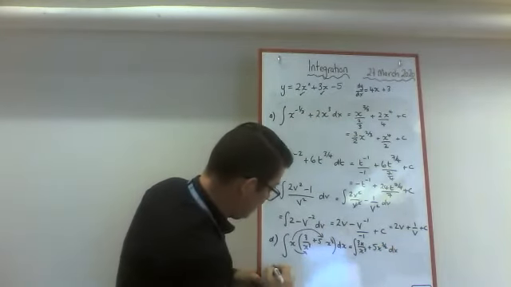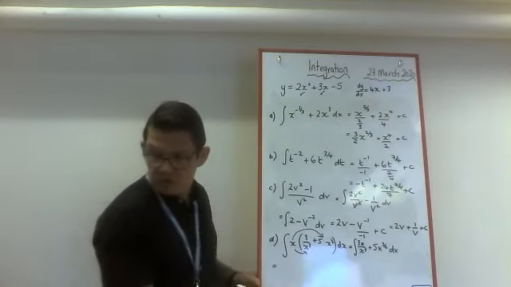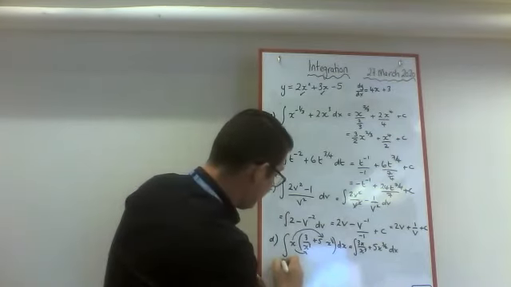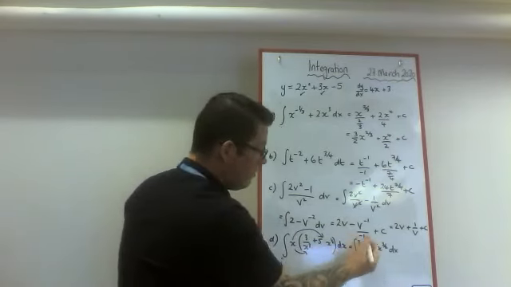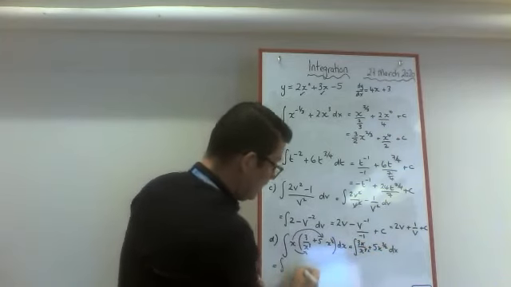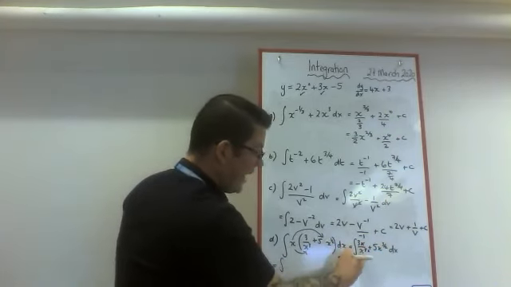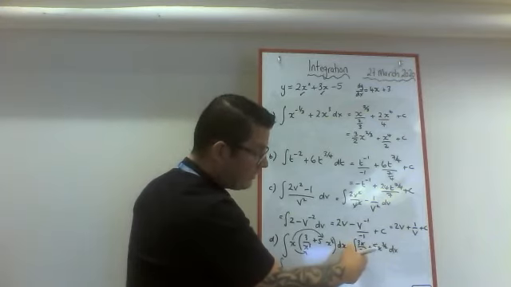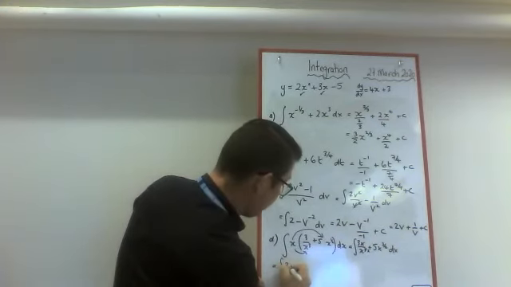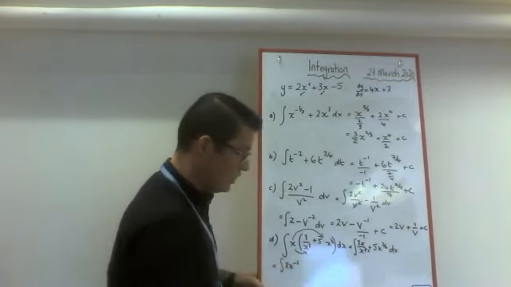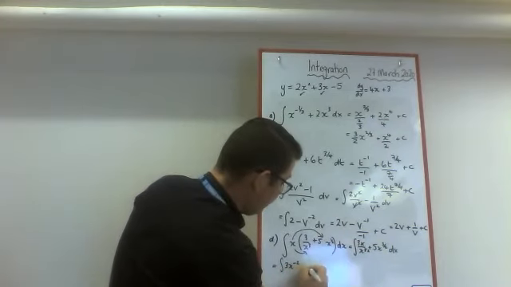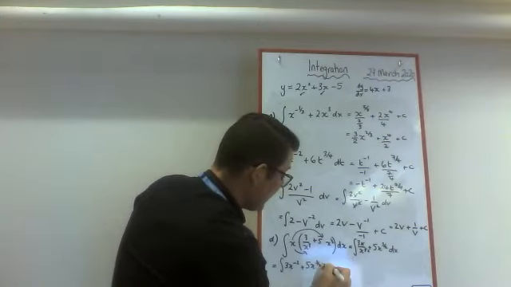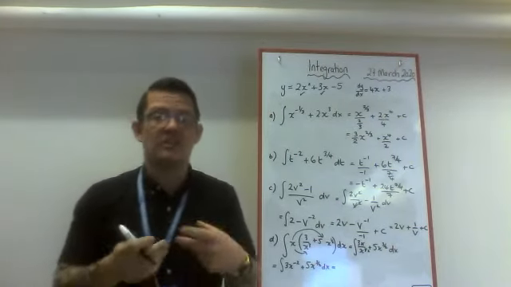Almost ready to integrate, and hopefully I've just got enough room on the bottom so you can see it. It becomes the integral of, well, one of the x's cancels with 1 there, so we get 3 over x squared, but the x squared needs to come to the top, so we get 3x to the minus 2, and then we've got the plus 5x to the 3 over 2 dx. And I'm now ready to integrate.